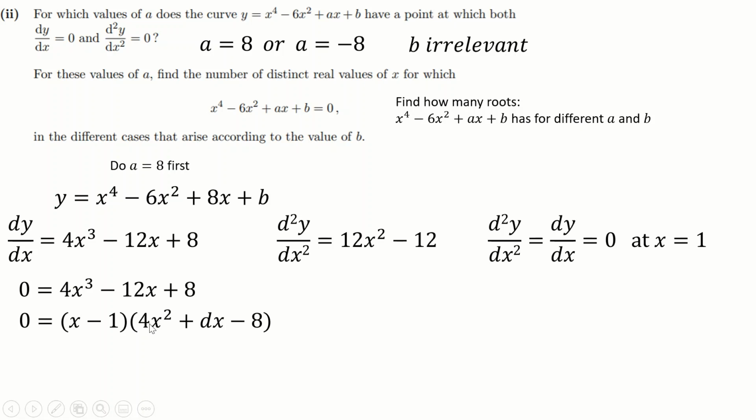I know this must be 4, because x times 4x squared is 4x cubed. And I know this must be minus 8, because minus 1 times minus 8 is positive 8. And now I just have to figure out what the d is.